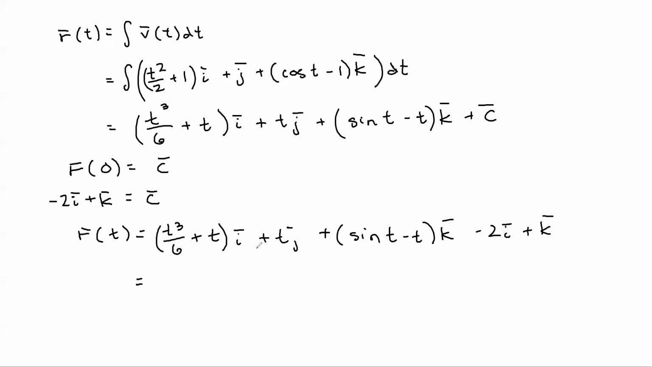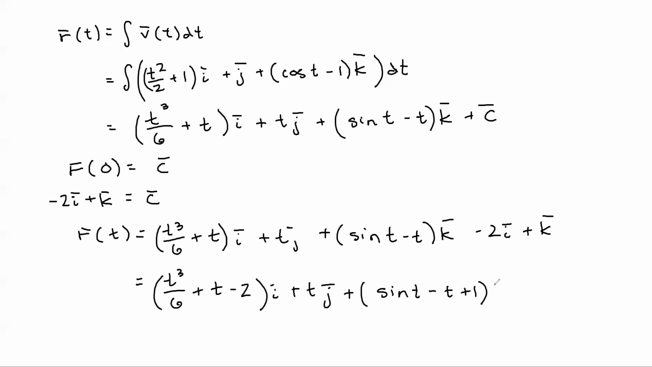And then you can just combine those. We've got a negative 2 that goes with i, so put that with these other i's. Leave j alone. Then we want to add 1 to the k components here, so we've got sine t minus t plus 1. Okay, and there you go. That's how to reverse the process, given acceleration, to get to position.